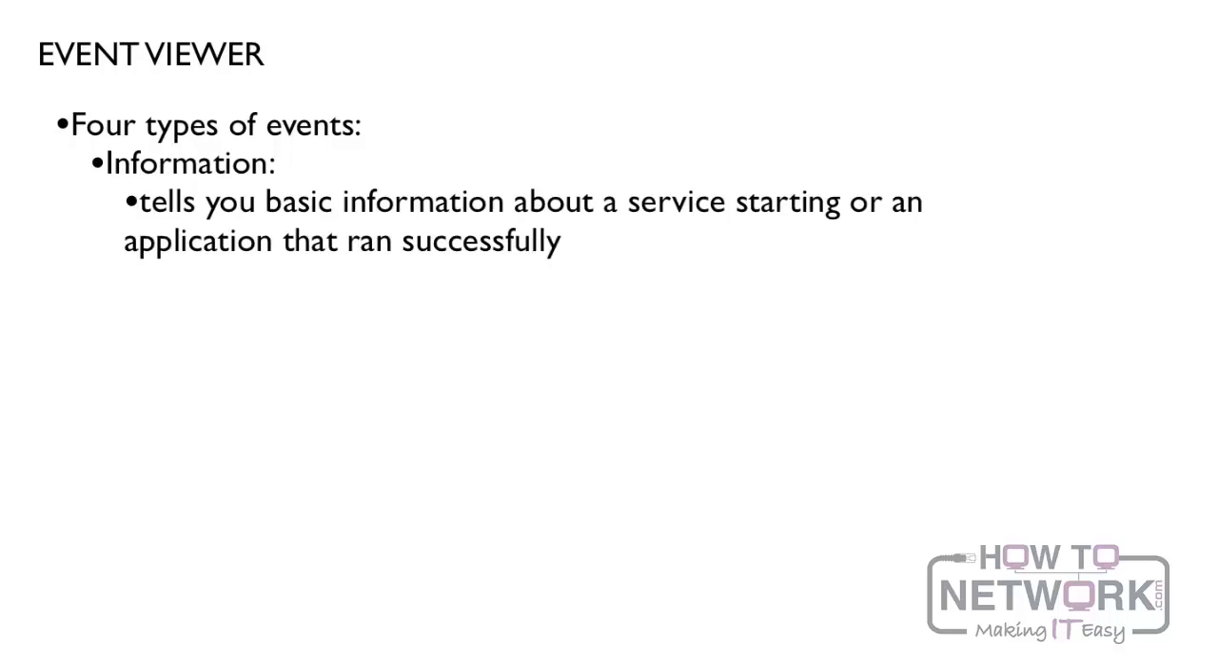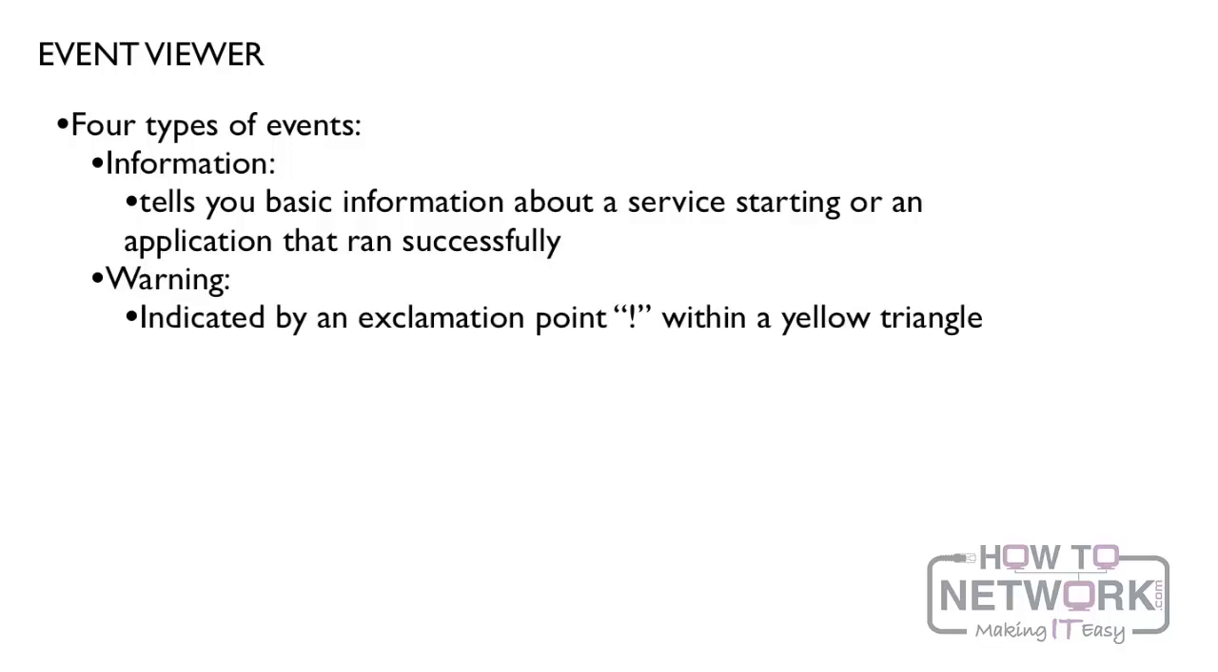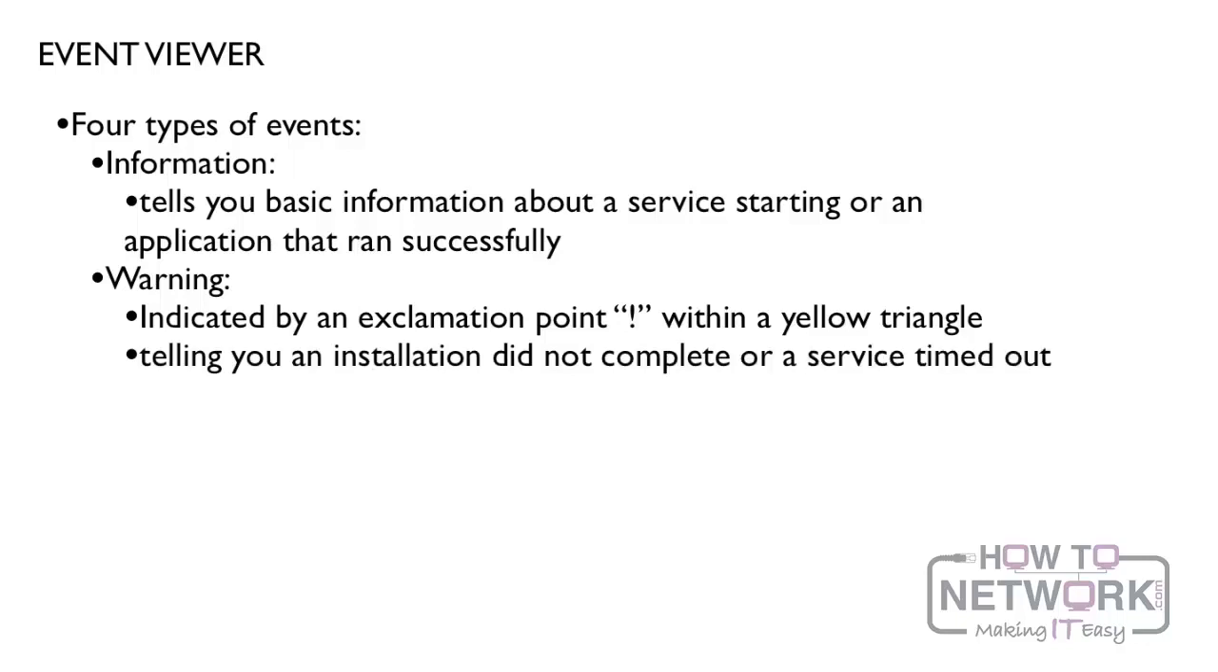There are also four types of events that occur in each of those logs. The first is what's called information. Information, which is represented by an I in a circle, tells you basic information about a service starting or an application that ran successfully. Basically, it's just logging something that happened, but it's nothing bad. The second is what's called a warning. A warning, which is indicated by a yellow exclamation point within a triangle, tells you that an installation didn't complete or a service timed out, or is a warning of something that might go wrong in the future. Again, this isn't necessarily an error, it's a warning as to something that could go wrong.